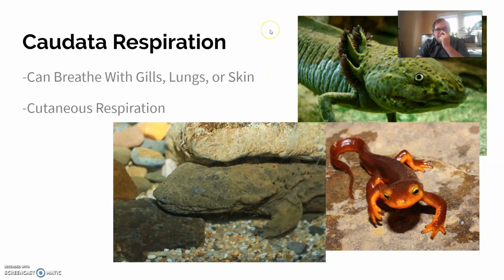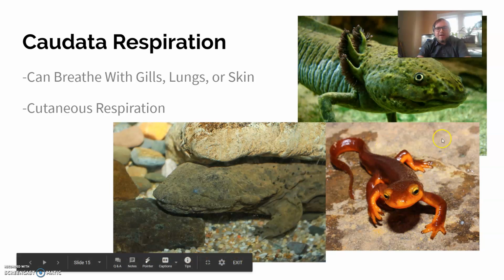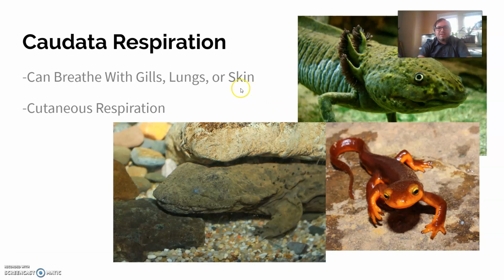For respiration, depending on what life stage they're in and what their adult stages are like, they can breathe with gills. Again, if they have gills, they've got these external feathery gills in salamanders. They can do it with lungs. So if they're terrestrial, like the eft stage, for example, they might use their lungs to breathe in, or they can use their skin.